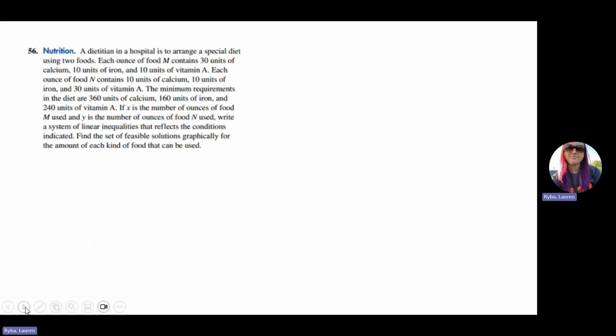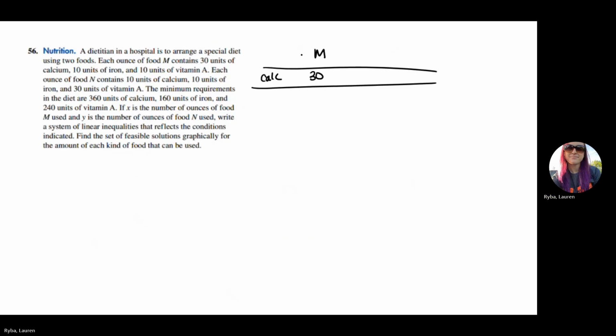All right, last one for today. A dietitian in a hospital is to arrange a special diet using two foods. Oh, all right, so each ounce of food M contains 30 units of calcium, 10 units of iron, and 10 units of vitamin A. So I'm just going to start putting it into a table here.